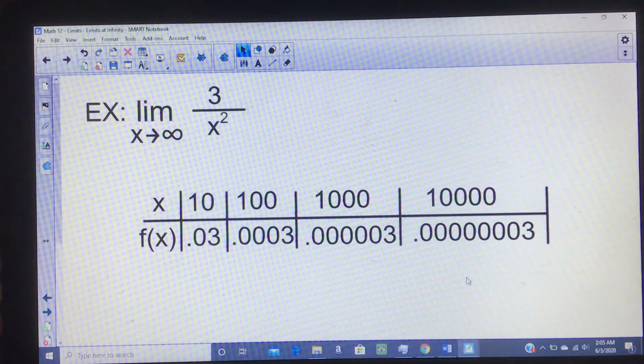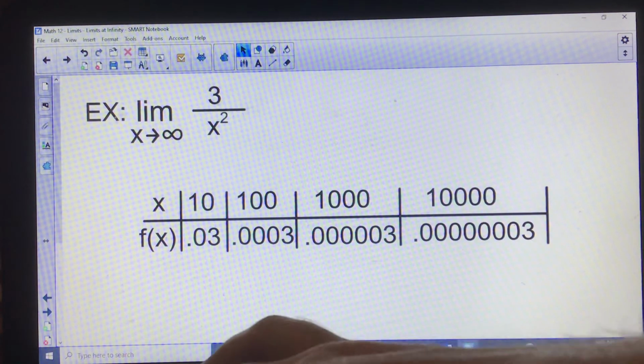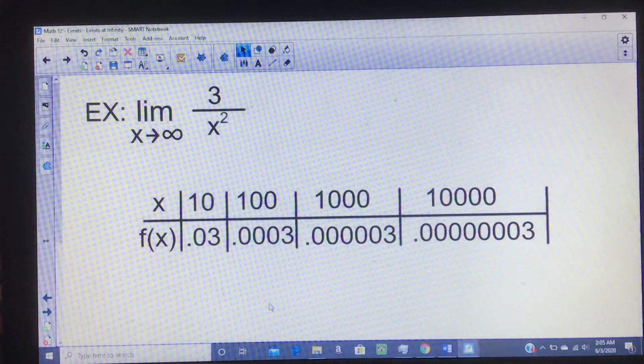So here's what you do for limits to infinity. So probably should have covered this up. I guess it's too late now. So let's look at the problem and then the table I used to solve it.